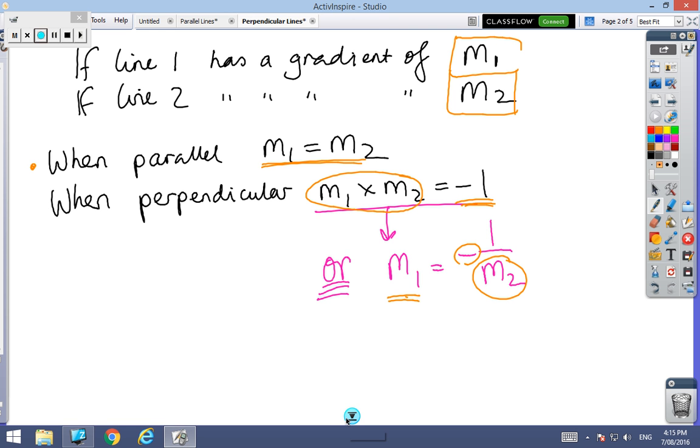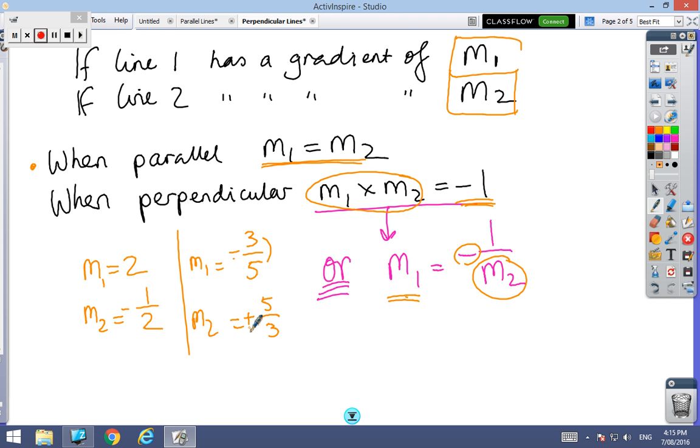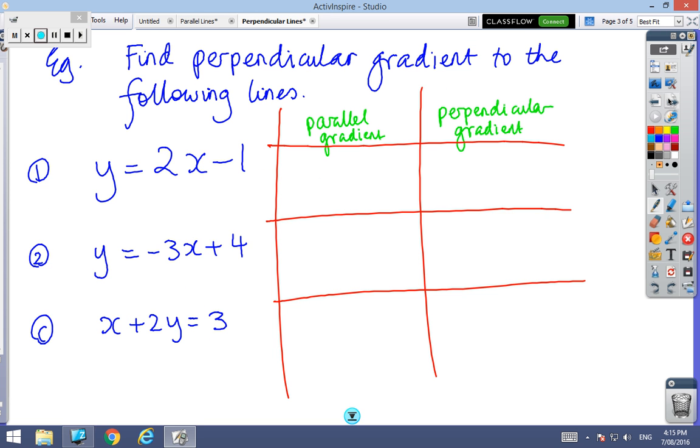So what that means is if one gradient's 2, and they're perpendicular, turn 2 upside down and put a minus sign in front of it. So if one gradient was, I don't know, -3/5 and they're perpendicular, turn 3/5 upside down, and this time make it a plus sign. So you just change the sign to the opposite. You turn it upside down, get the reciprocal, and you change the sign. So come across and we'll have a look at some more examples.